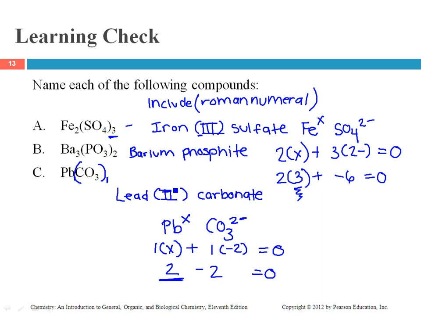So for A and C, we had to find the Roman numeral, or find the ionic charge. And for B, we did not. We just had to write it out because it's understood that barium is always going to form a +2 charge because it is in group 2. It's a representative element.